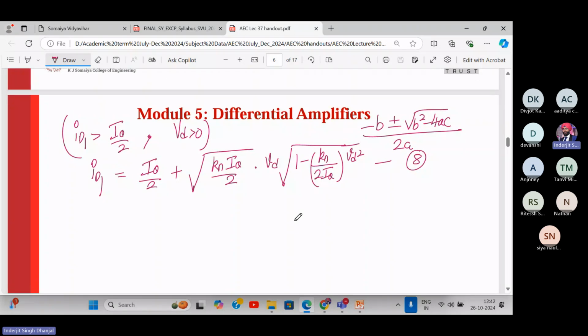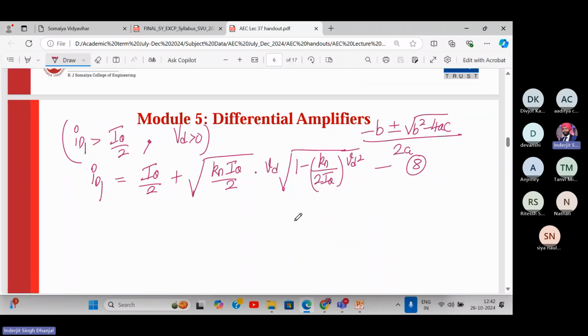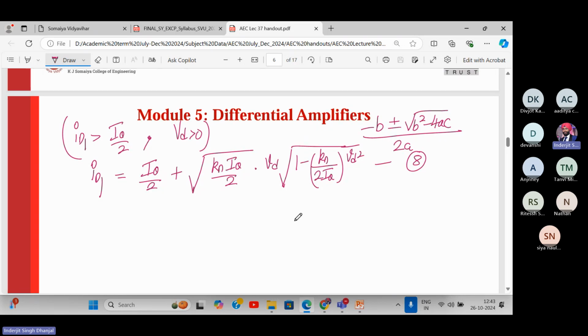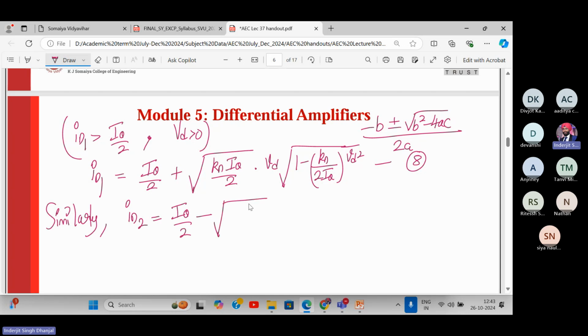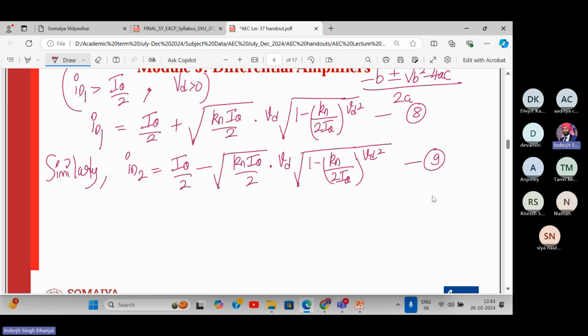Okay, understood? So similarly we can write, ID2 will be equal to IQ by 2 minus square root of this term. Again the same term will come, IQ by 2 into Vd square root of 1 minus Kn upon 2 IQ into Vd square under root of. This is equation number 9. Okay, this is very, very important.